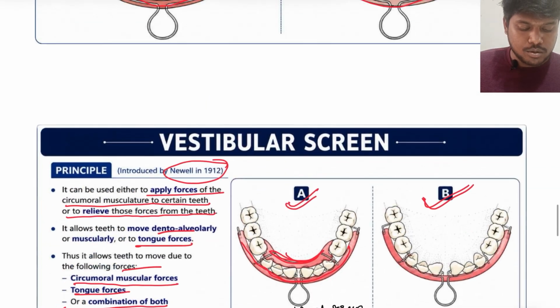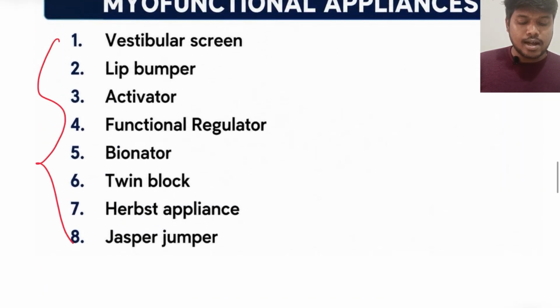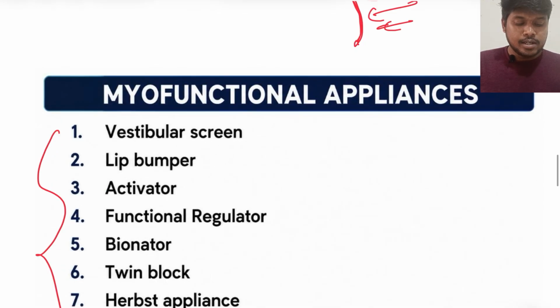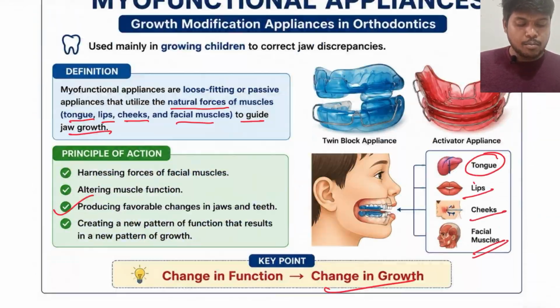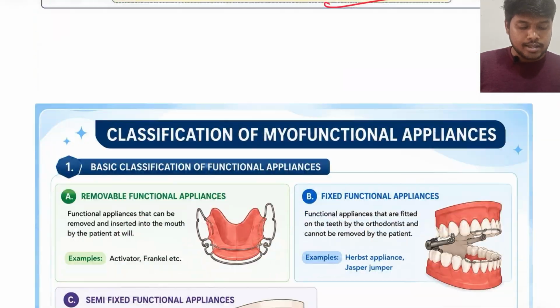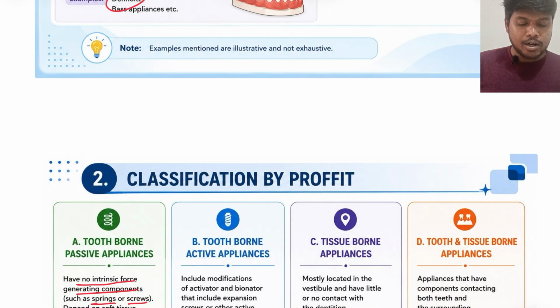Next we will cover all the other myofunctional appliances like lip bumper, activator, functional regulator, bionator, twin block, all the functional appliances. So keep studying. This is a very important topic from an exam point of view and other points of view, and I have covered all the important points of this myofunctional appliance.